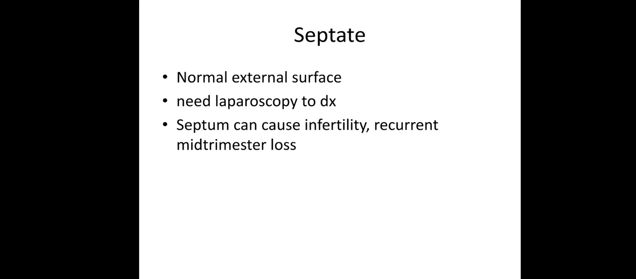So in a septate uterus, there will be a normal external surface. Again, like the bicornate uterus, to differentiate between septate and bicornate, you need laparoscopy. The septum can cause infertility and recurrent second trimester loss.